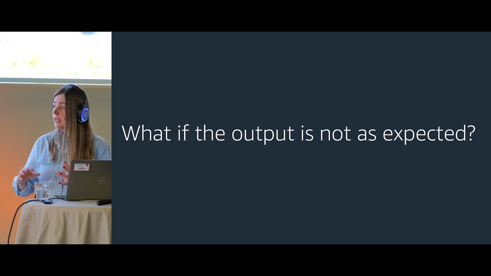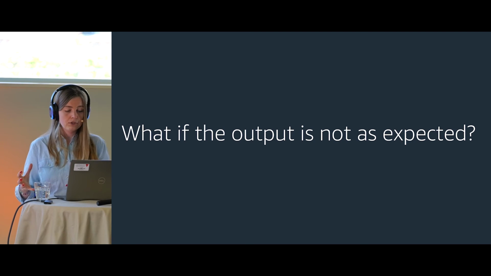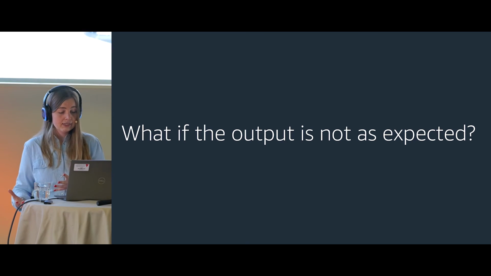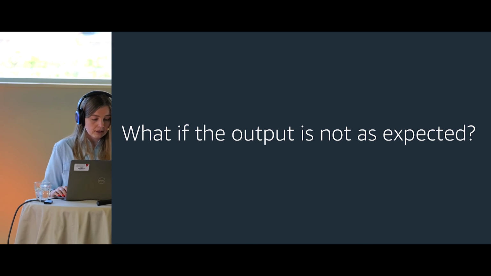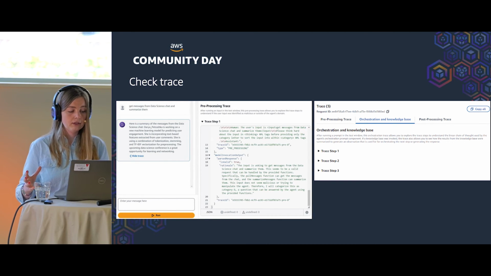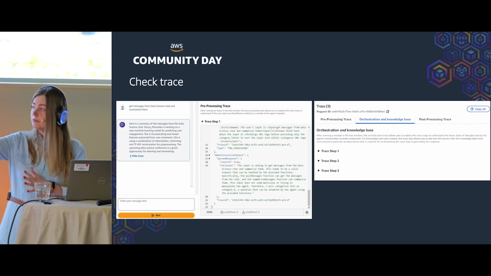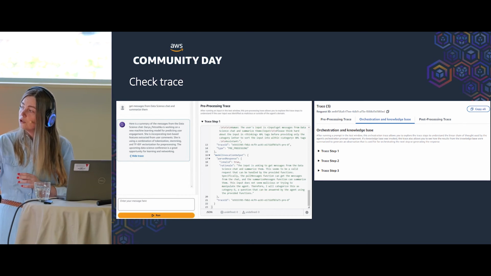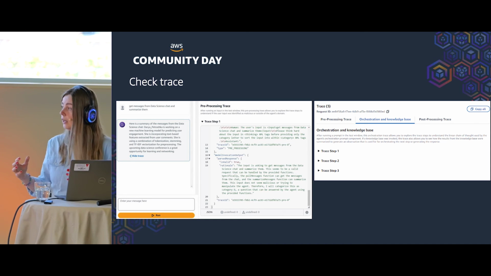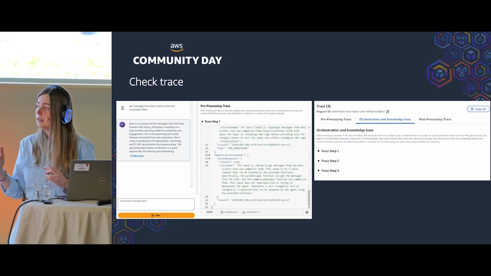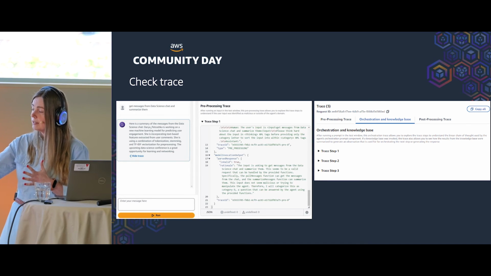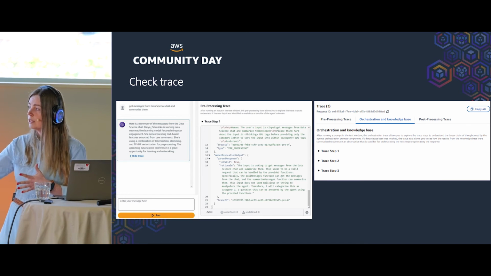And when you create an agent, you may encounter situations where the output is not as you expected. An easy way to do first debugging is, when an agent returns something, like here on the left, you can always see the trace. The trace is how the agent is thinking, and it mainly consists of a pre-processing trace, orchestration and knowledge base phase, and a post-processing trace.